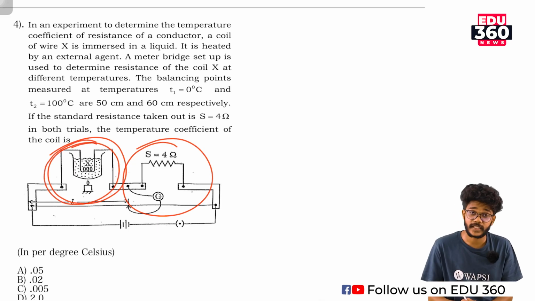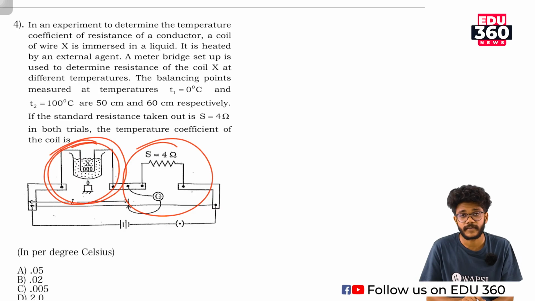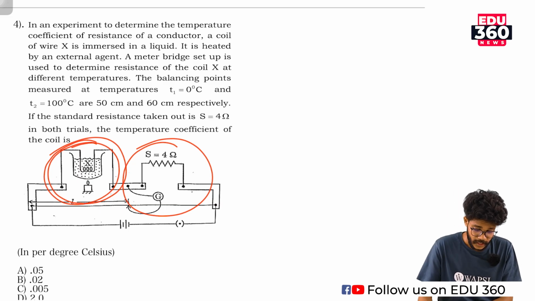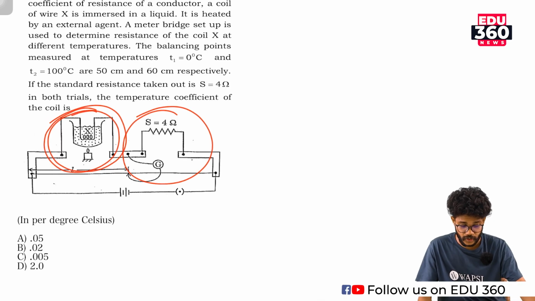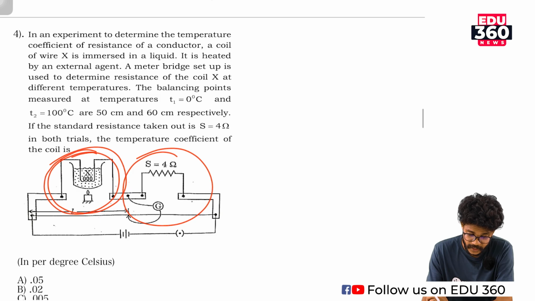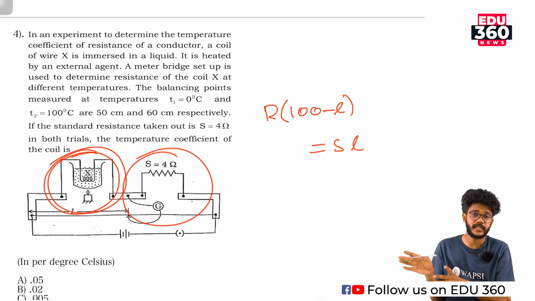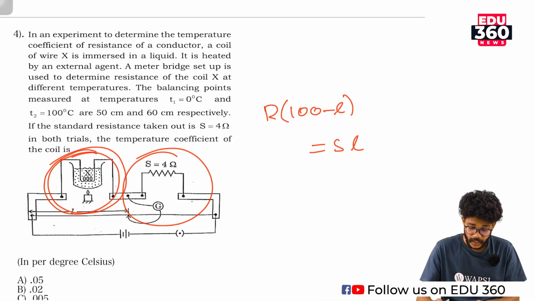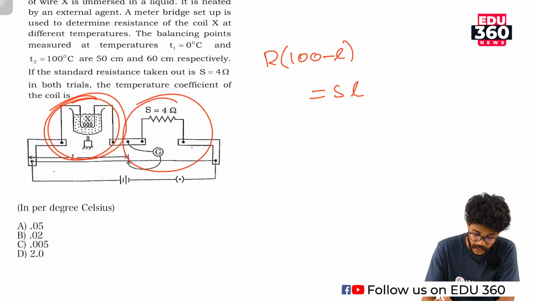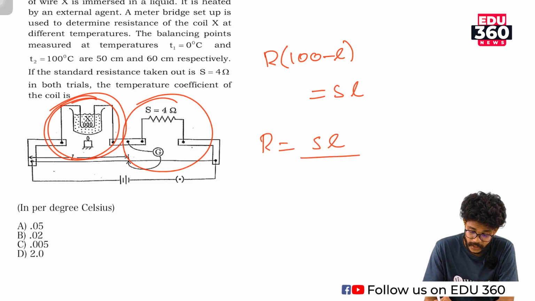So we want to calculate the alpha. In order to calculate alpha, we need to calculate the resistance. In order to calculate the resistance, we need to know the equation which is working inside a potentiometer. So the resistance R is given as R into 100 minus L is equal to S into L. This is the equation which is the basis of working of a potentiometer. That means the resistance into balancing length 100 minus L gives S into L. So by using this equation, we can find the resistance R is equal to SL by 100 minus L.